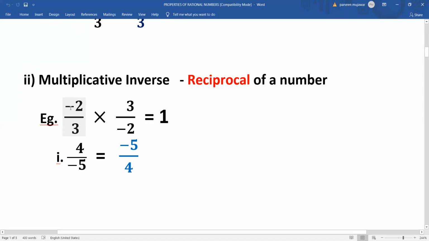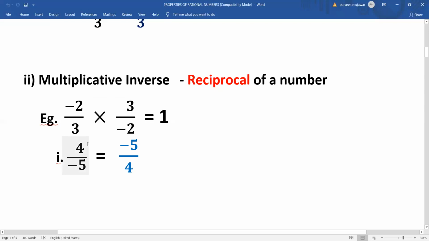So check with the example, minus 2 upon 3. What is the reciprocal of minus 2 upon 3? Just check over here. It is 3 upon minus 2. The denominator will go in the numerator and the numerator will come in the denominator. That is called reciprocal. So 3 upon minus 2. When both the inverses are multiplied, you should get the answer 1. So then this is right.